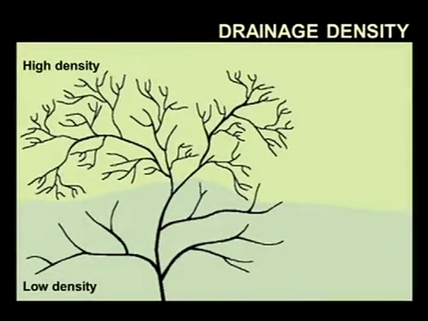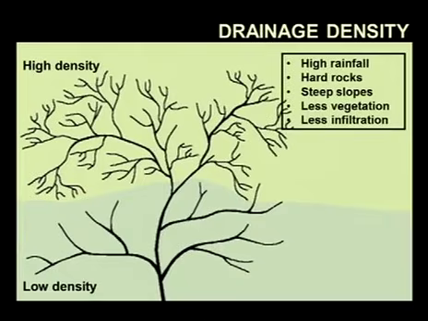Now have a look at this. Here we've got a high density, and here we've got a low density. And immediately the question is, what's going on here? Why so many rivers in here, and why just a few rivers on this side? Let's have a look. Okay, now we have a high density drainage pattern when there's a high rainfall. There are hard rocks, steep slopes, less vegetation, and less infiltration. That is where we have a high density.